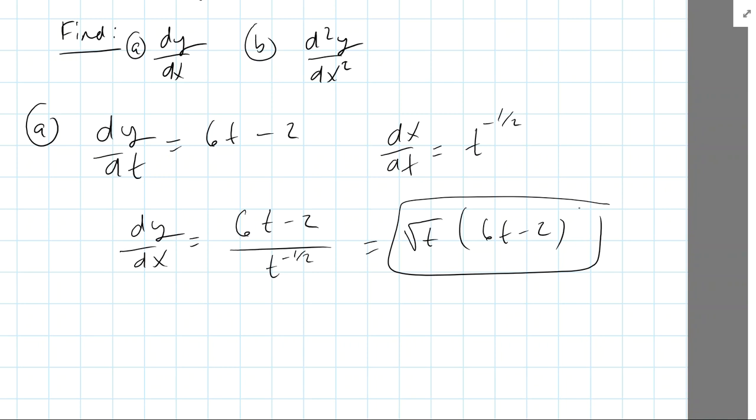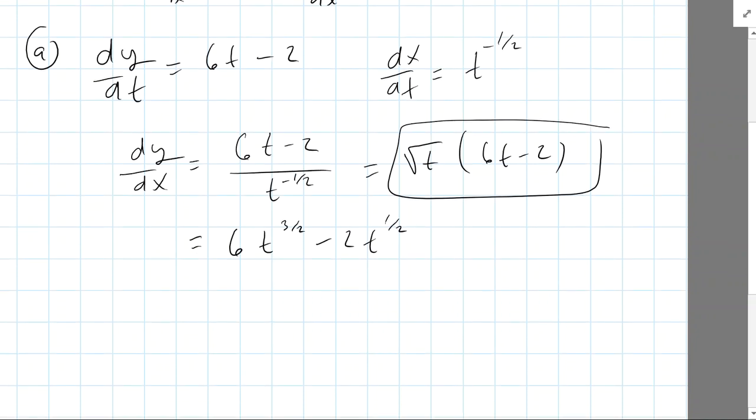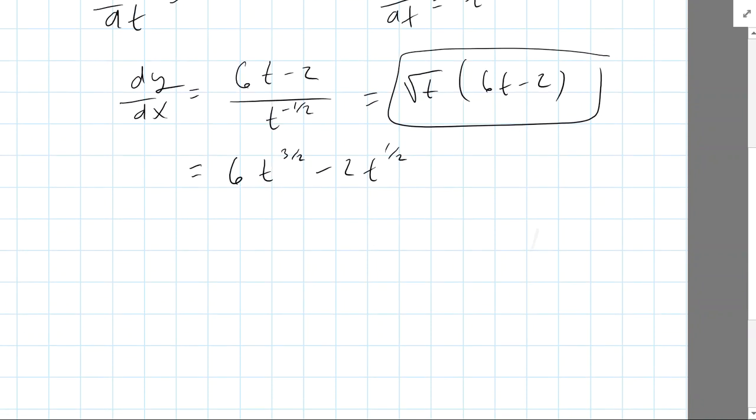Okay, that one was easy. Now, we should rewrite this. For purposes of an answer, that's okay. Do you want to take the derivative that way? No? You should distribute. So another way to write this, if we're distributing the t to the 1/2 power, is 6t to the 3/2 power minus 2t to the 1/2 power. Is that the way we want to show it if we're about to take the second derivative?